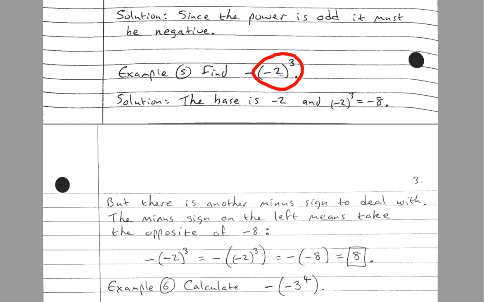So far we've just worked out this piece, but there's still a minus out front, and that minus is just saying we want the opposite of what's in here. So you can write it like this. We need the opposite of that negative 8. The opposite just means switch the sign. So switch the sign on negative 8, you get 8.